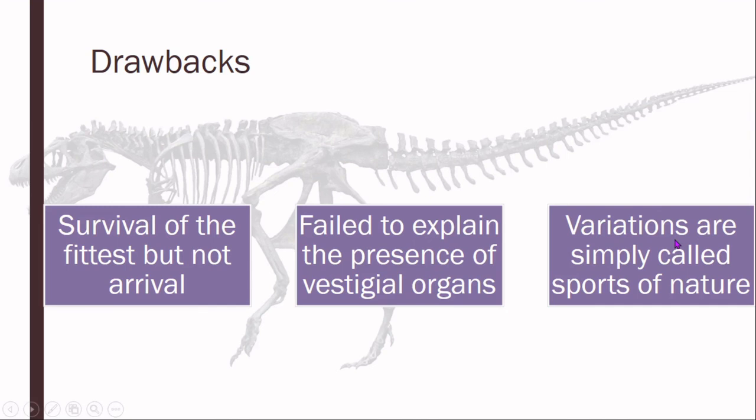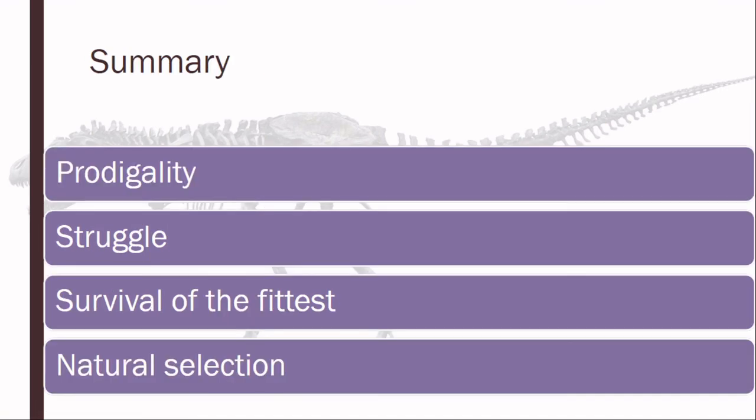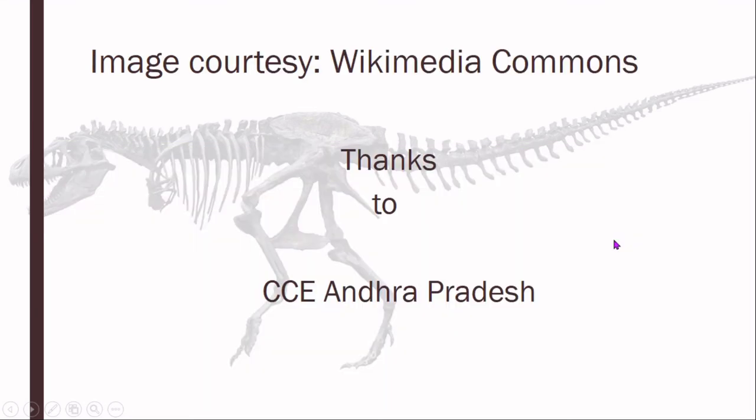And variations are not recognized by Charles Darwin, and mutations are also not known to Charles Darwin. He simply called variations sports. And these are the various drawbacks of Darwinism. Now let us sum up. Charles Darwin is considered the father of evolution, and he was influenced by Malthus and Lyell. He wrote a book called Origin of Species, and he mentioned prodigality of the species, struggle for existence, survival of the fittest, and natural selection. So this is about Darwinism.